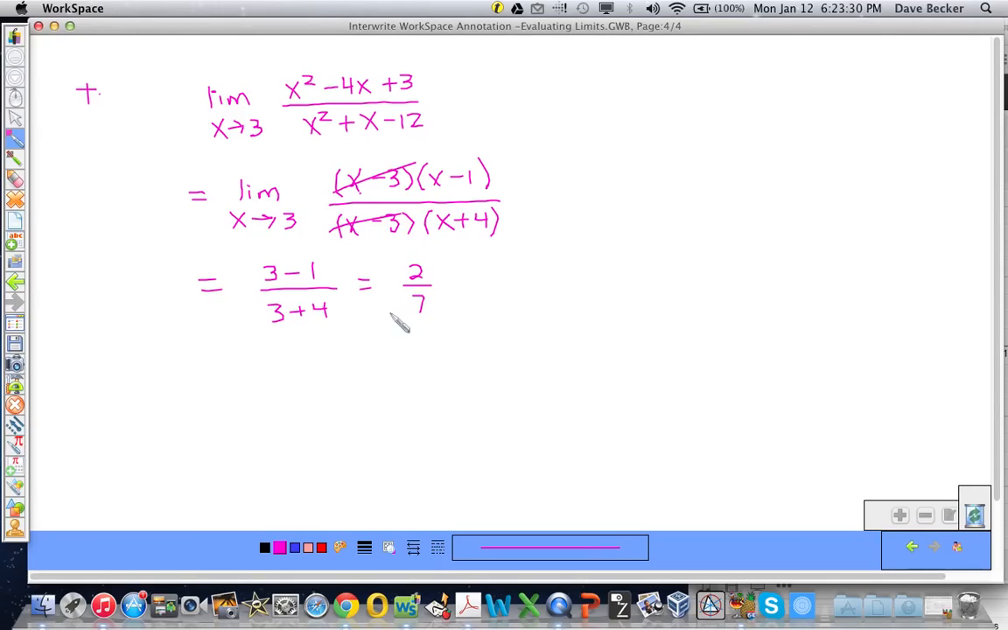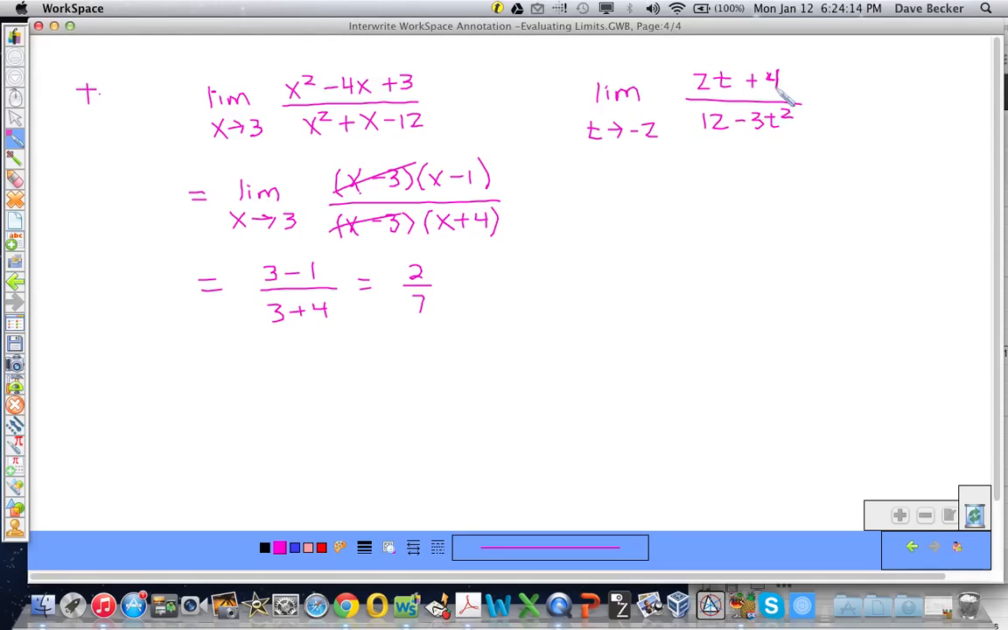Let me try just one more. Let me see if I can find a good one for you. Here, we'll do this one. The limit as t approaches -2 of 2t plus 4 over 12 minus 3t squared.